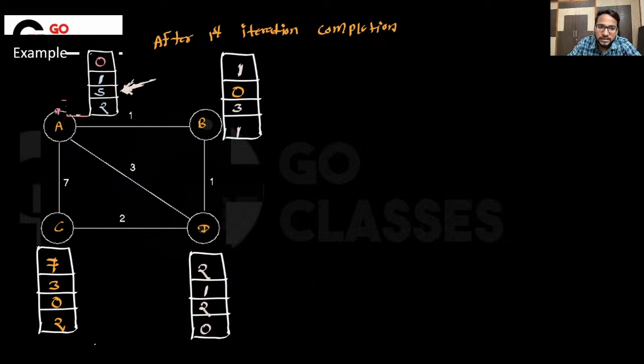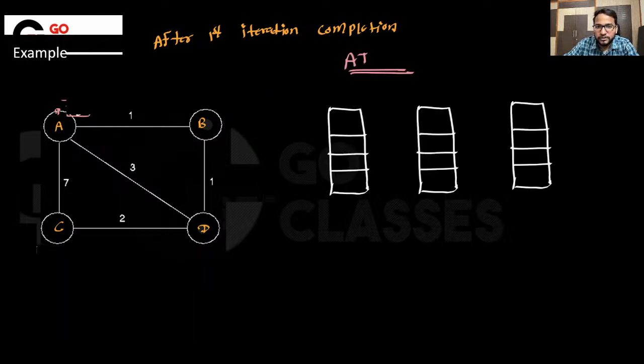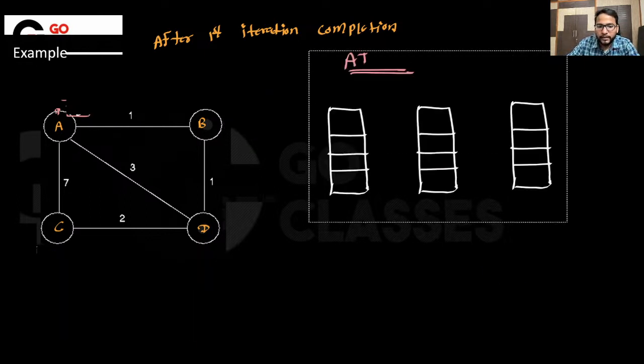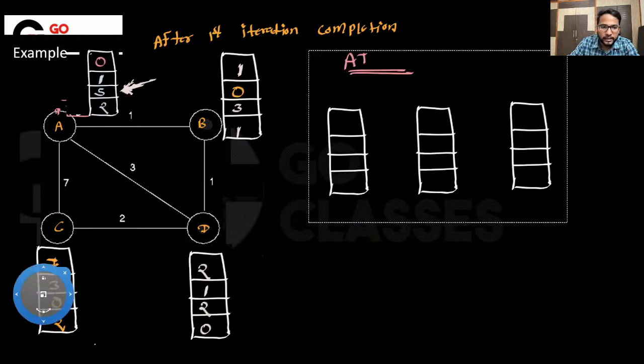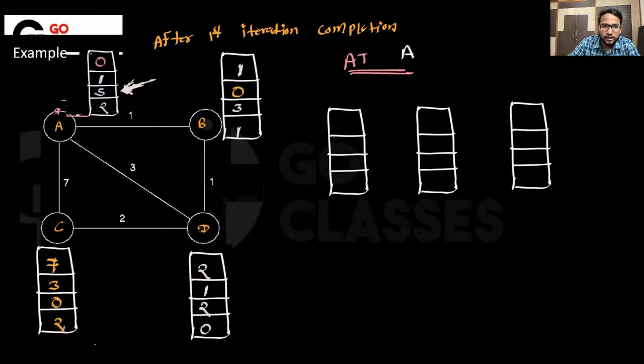See, the minimum distance from A to C is 3 edges away. If it is 3 edges away, then within 2 iterations you will definitely be updating it. So let's check what you are getting at A. At A you will be getting 1, 0, 3, 1 from B, from C, and from D. Let me write the entries that you will be getting.